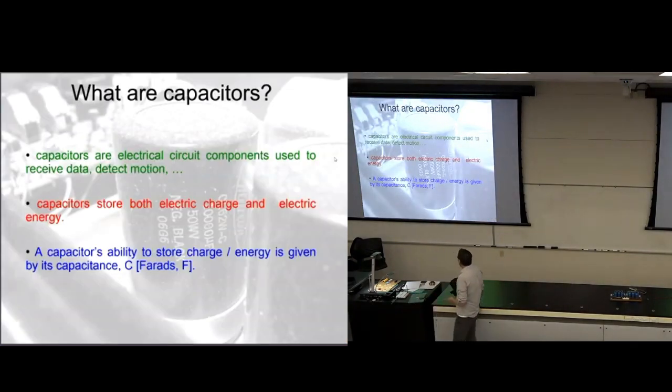So let's start with what are capacitors? What is a capacitor? So capacitors are electrical circuit components, and they're electrical circuit components that typically we use when we send or receive data. That's an important use of capacitors. And also when we detect movement or motion, that's another important use of capacitors.